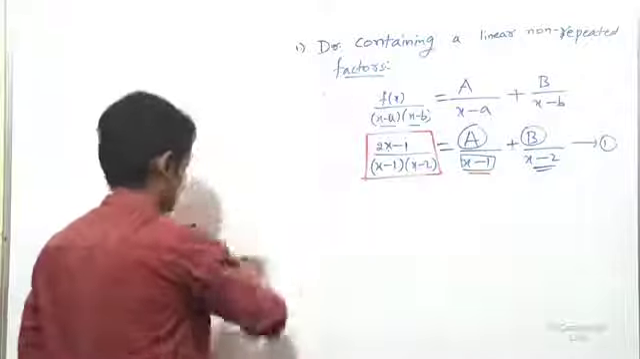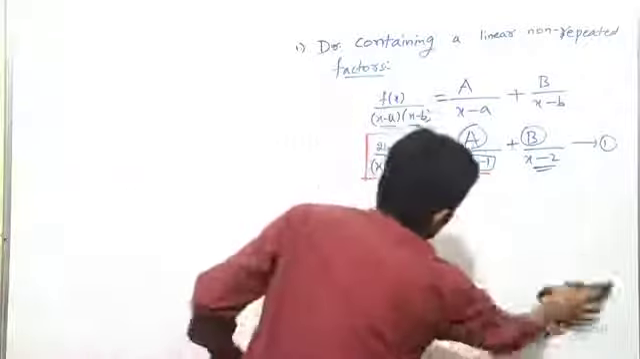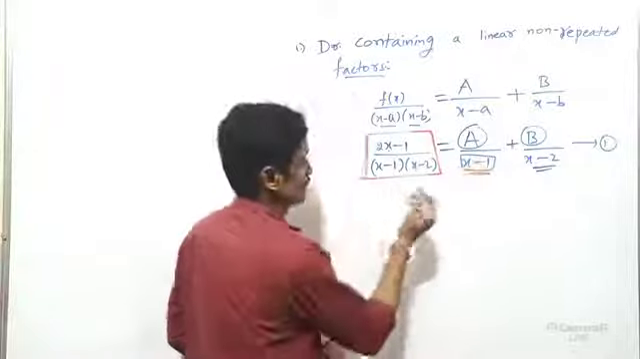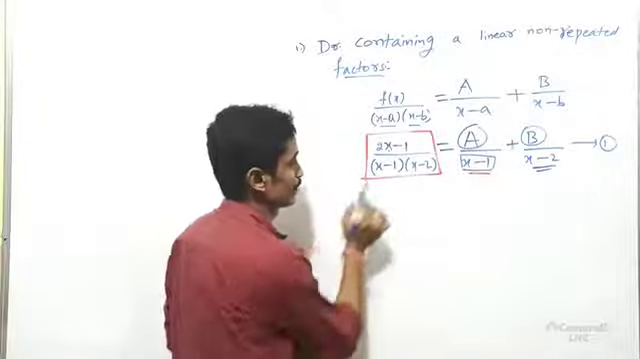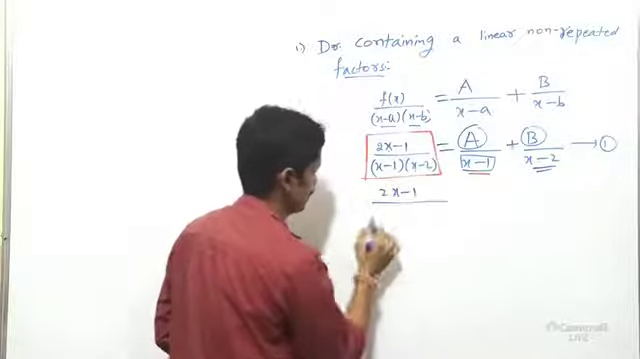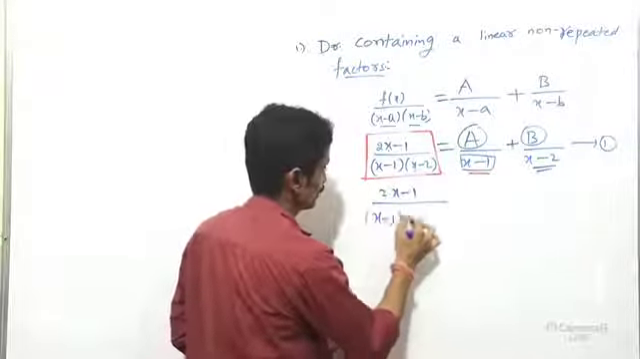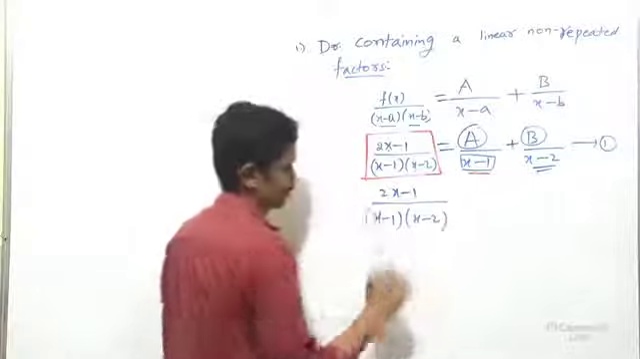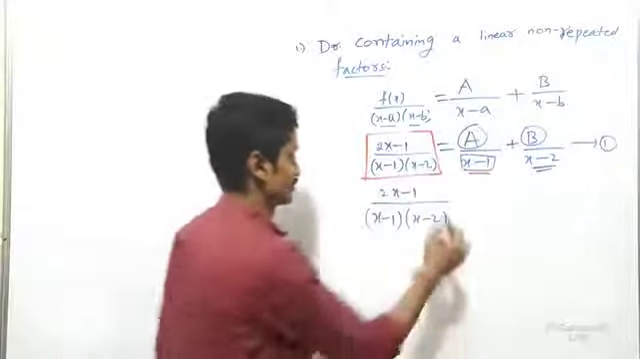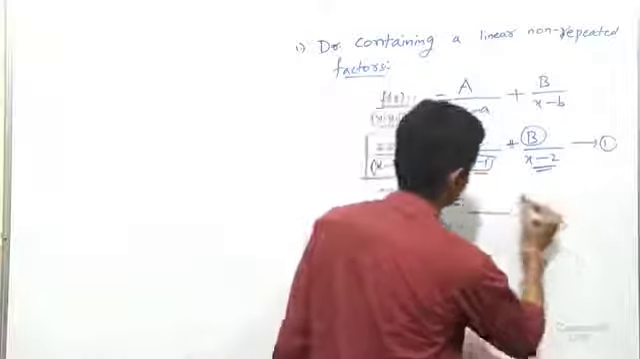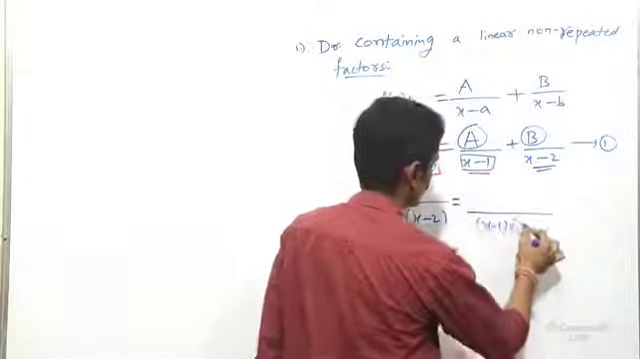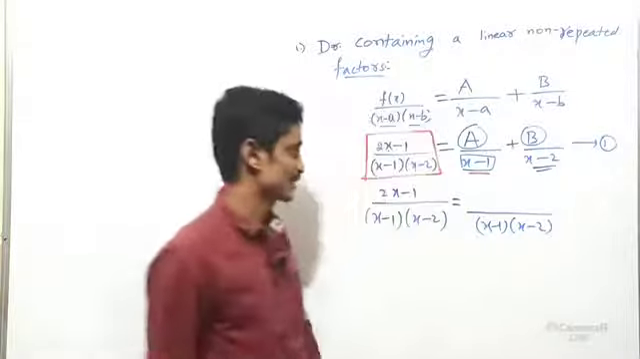One problem you understand properly, later you get everything. So, elimination method. Suppose what I can do, 2x minus 1 upon x minus 1 into x minus 2 I will write. RHS side you should take LCM. What is that LCM? Different factors, both I can multiply: x minus 1 into x minus 2.